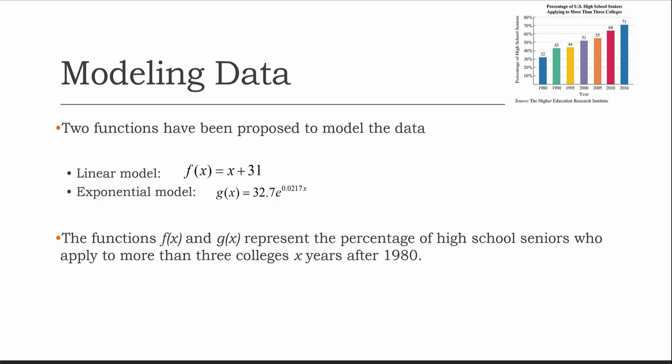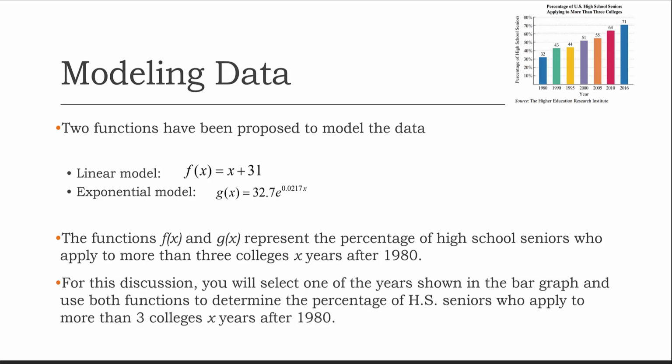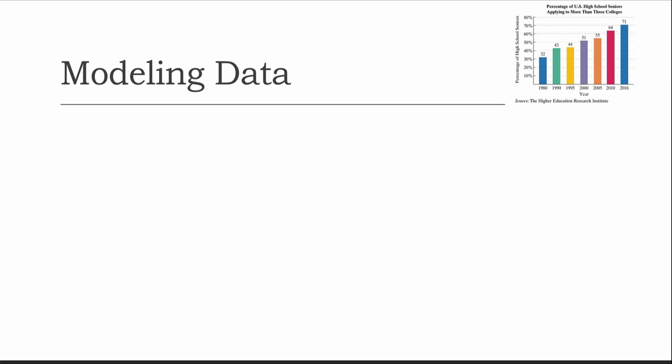Both of these functions, f of x and g of x, represent the percentage of high school seniors who applied to more than 3 colleges x years after 1980. So the variable x represents the number of years since 1980. For this discussion, you'll select one of the years shown in the bar graph, and use both functions to determine the percentage of high school seniors who applied to more than 3 colleges x years after 1980.